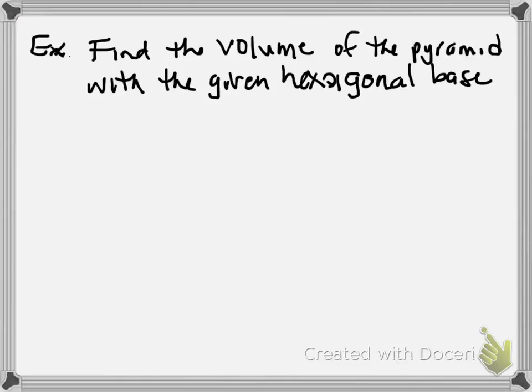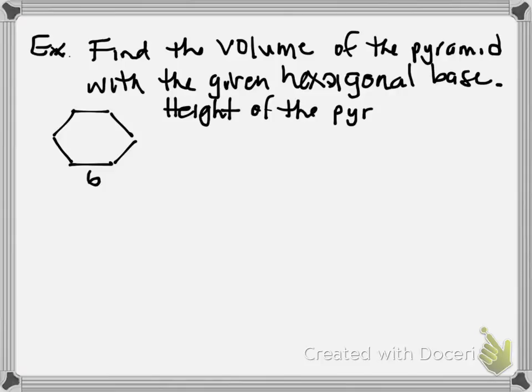Now in order for us to study a pyramid, the pyramid has to have a regular base. So when I say hexagonal base, I'm talking about a regular hexagon. So here's what the base looks like. And we're told that the base is 6. We're also told the height of the pyramid is 12.